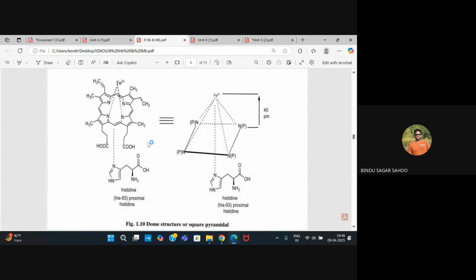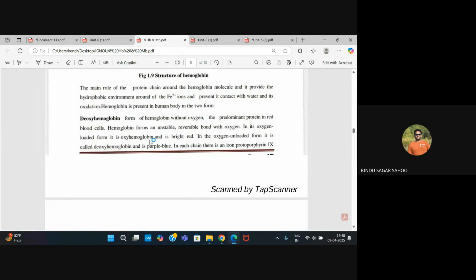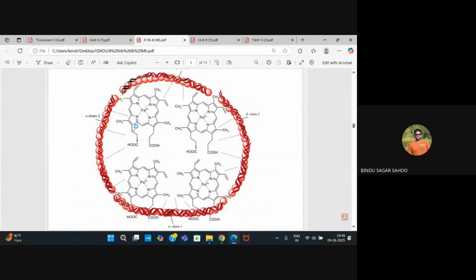When we are discussing hemoglobin, there are two particular terms we need to remember: deoxyhemoglobin and oxyhemoglobin. This is the condition of deoxyhemoglobin, when hemoglobin doesn't carry oxygen.